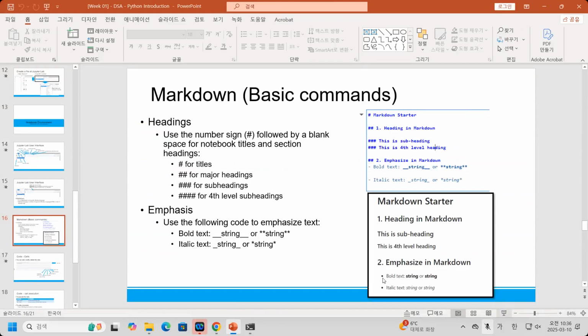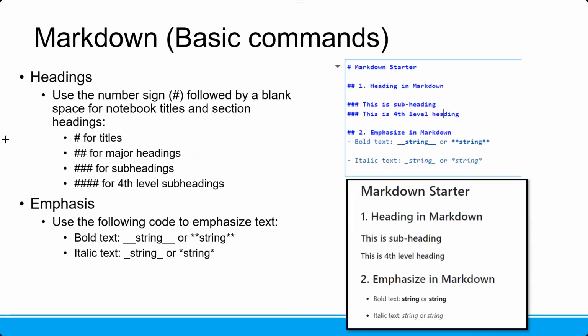So you can see, yeah, you can use one sharp for titles, two sharps for major headings, three sharps for subheadings, and four sharps for fourth level subheadings. And the text can be anything. You can also do the emphasis. For example, if you want to make bold text, you can put underbar two times or star two times. If you want to make italic, you can use one underbar or one star.